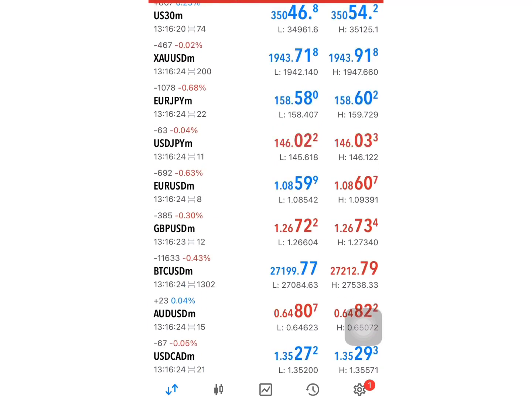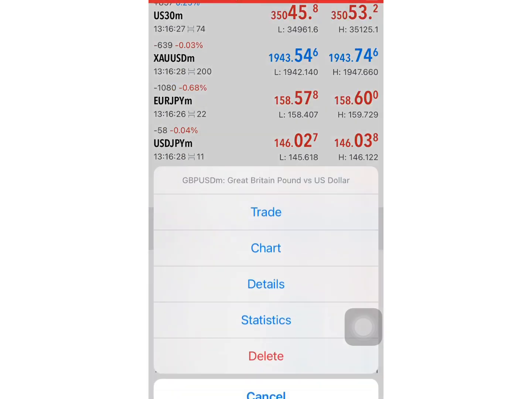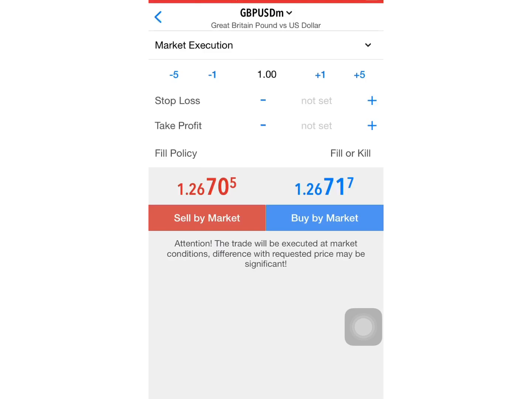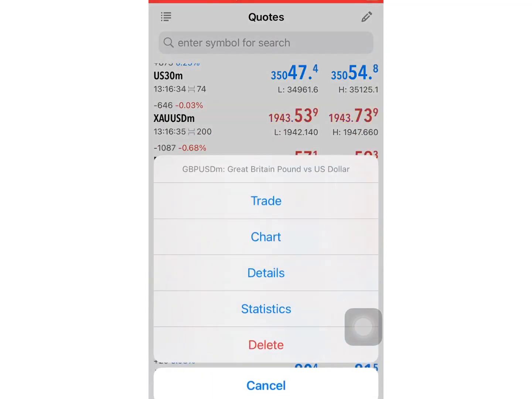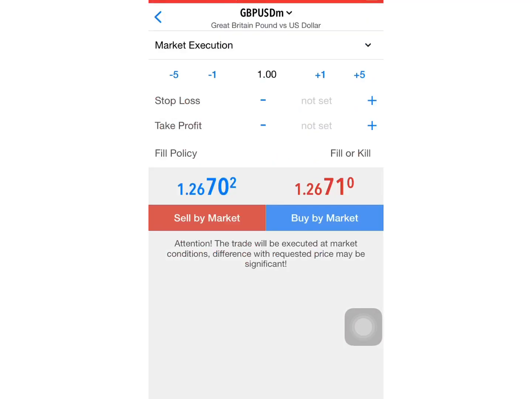Okay, let's see USD. No, let me use something, the code currencies, GBP USD, for instance. Let's say I want to trade GBP. Let me open the chart first. When I click GBP USD, it's going to show me the chart. I can put it to the chart or I click trade directly. So I'm going to open the chart.